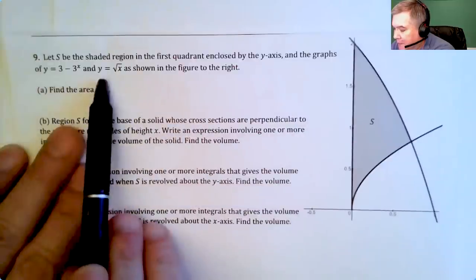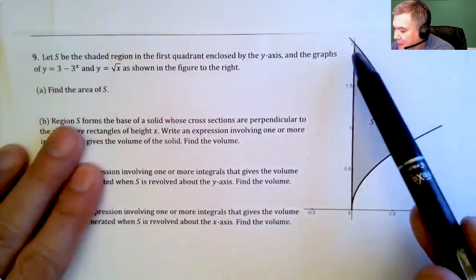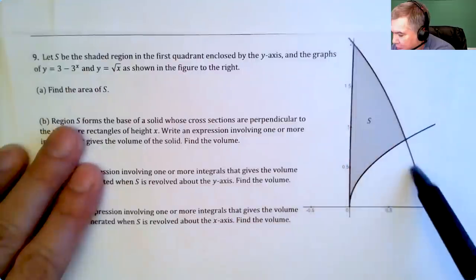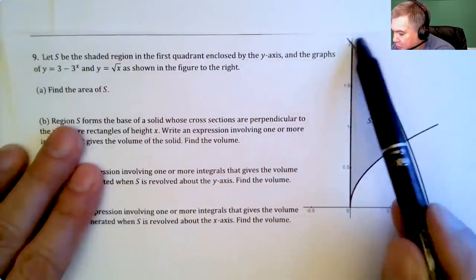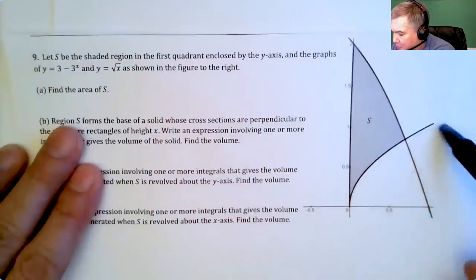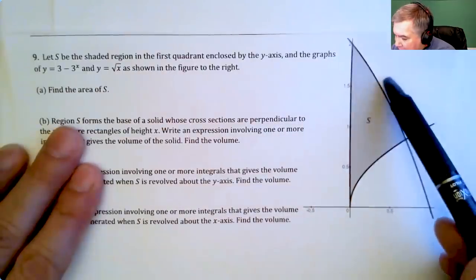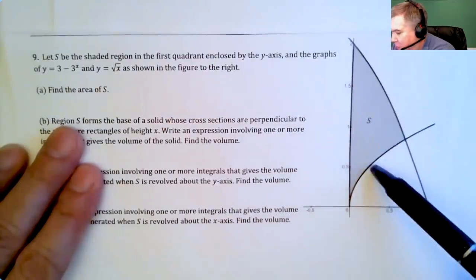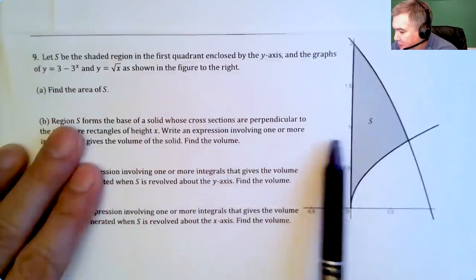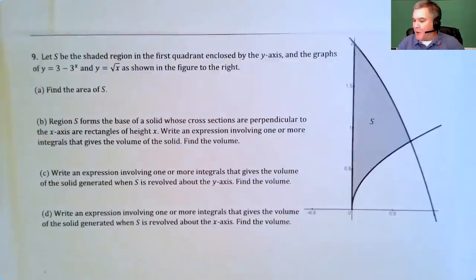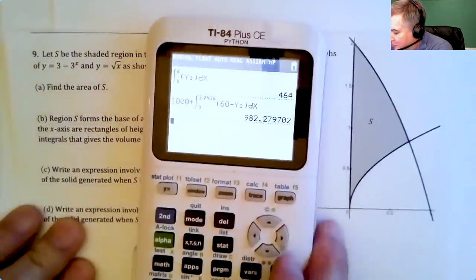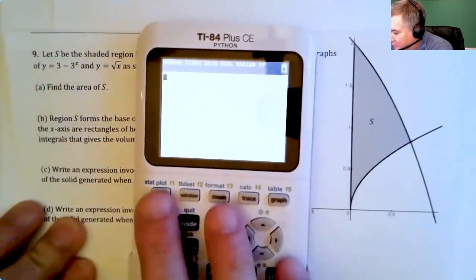They're both called y. So you do have to be able to realize that 3 minus 3^x is this curve, because 3 minus 3 to the 0 is 2, and recognize the square root curve coming up through here. So it's going to be 3 minus 3^x minus the square root of x integrated from 0 to that intersection. I'm going to go ahead and find that intersection because I am going to need it throughout the problem.